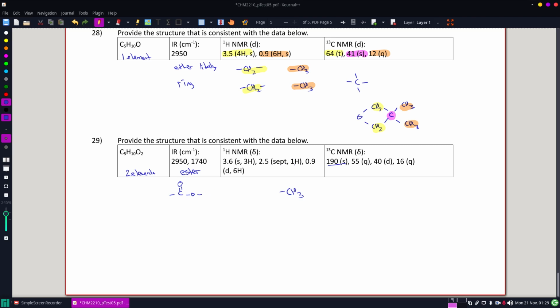My other 2, I have a 1 hydrogen septet and 6 hydrogens doublets. Well, that's an isopropyl group. The doublet is caused by that single hydrogen, but it's got 6 hydrogens on it. And the 1 hydrogen is split into a septet because of those 6 hydrogens. So I got my fragment. 1, 2, 3, 4. That's all my atoms. Alright, so putting it together, this very shifted CH3 must be connected to the oxygen of the ester. And on the other side is that isopropyl group.